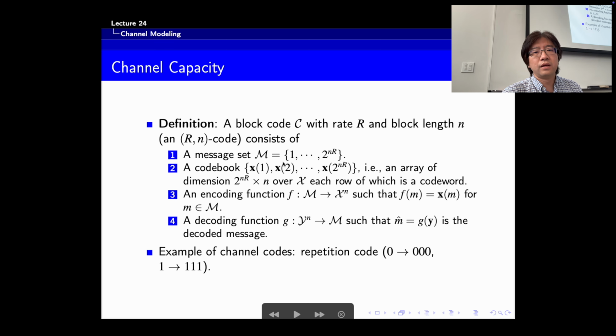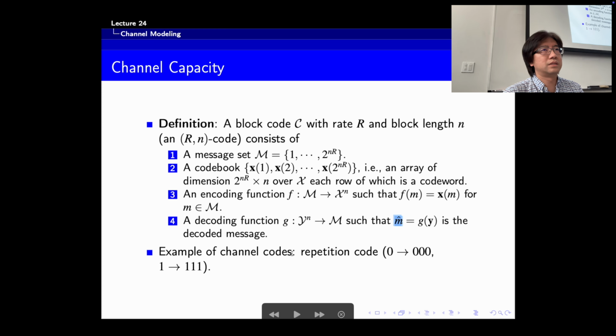An encoding function maps the indices to the codewords. This is the encoding function, and we use f to denote it. The decoding function maps Y^n back to the message indices, and then we have an estimate of m, m hat. Clearly, we want m hat and m to be equal, but if they're not equal, then there will be an error. We're going to see some definitions of the error today. The example of a channel code here is the repetition code.